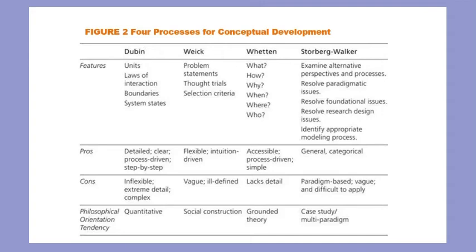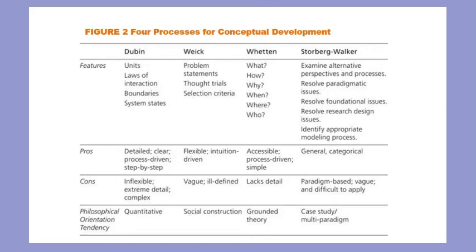So if you look at this figure two, right, that has been on the screen here for some time now, you will see that we have four processes of conceptual development, ladies and gentlemen. Now, these four processes of conceptual development, ladies and gentlemen, again draw from the inspirations of Wake, Wetten, Stroberg, Walker, and Dubin. And here we have what we call features, right? If you look at the first row with features, you see according to Dubin, talks about units, laws of interaction, boundary system states. If you go to Wake, problem statements, right? Thought trials, selection criteria, right? If you go to Wetten, the what, how, why, where, who, right? And we just actually created these things a few minutes ago.